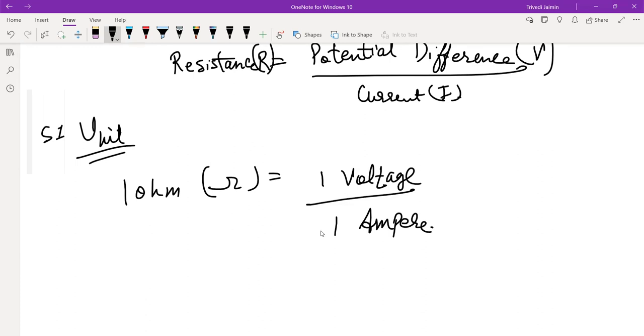Okay, make a definition in a similar way to how we made it for ampere and volt. Make a definition for 1 ohm, similar to how we gave the definition for 1 ampere.